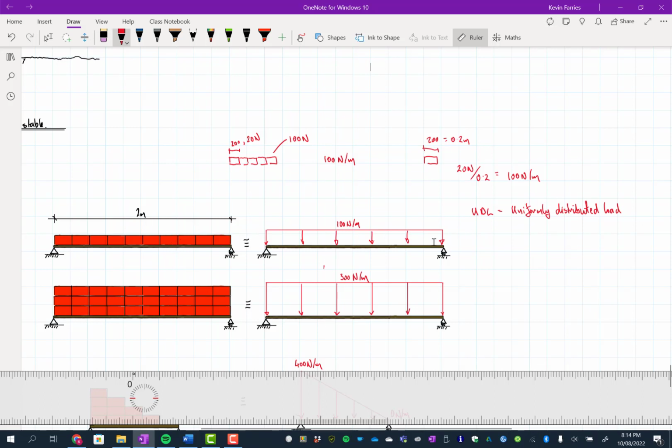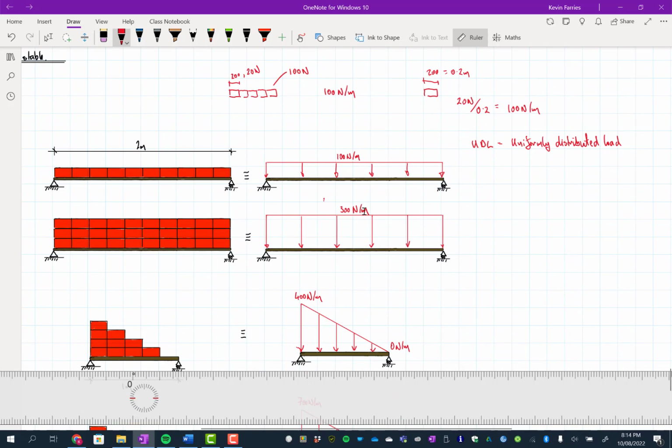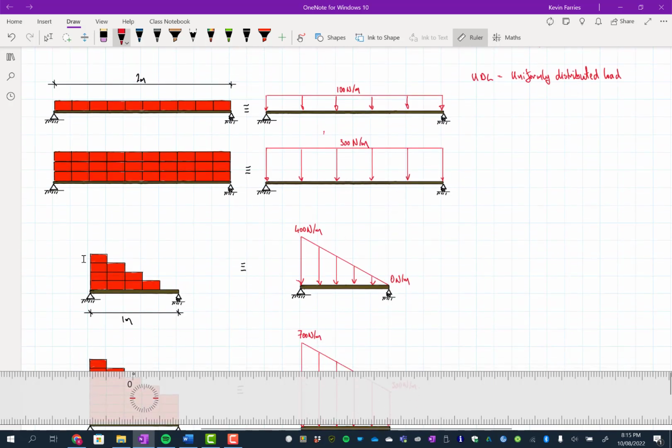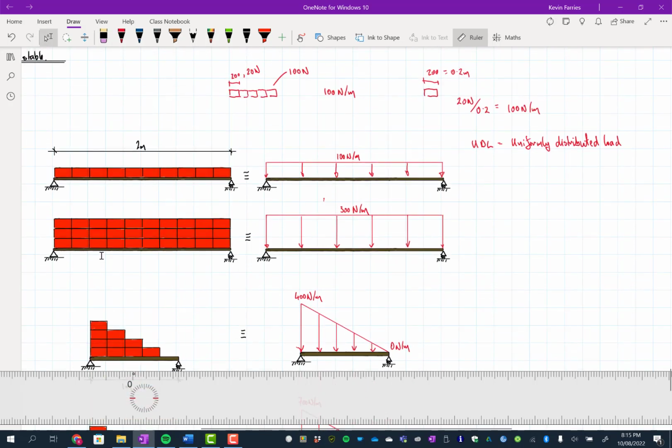So if we had 1 brick, 100 newtons per meter, we figured that out up here. 3 bricks, you'd have 300 newtons per meter, but it doesn't have to be uniformly distributed. You could have more bricks at one side and less on the other. So in here we've got 4 stacked up at this end, this isn't exact, but it gives you an idea. Each of them is 20 newtons, so we've got 80 newtons. Then you divide that by the width of the bricks, 0.2. So it's about 400 newtons per meter at this end. At the other end, we're down to 0 newtons per meter.